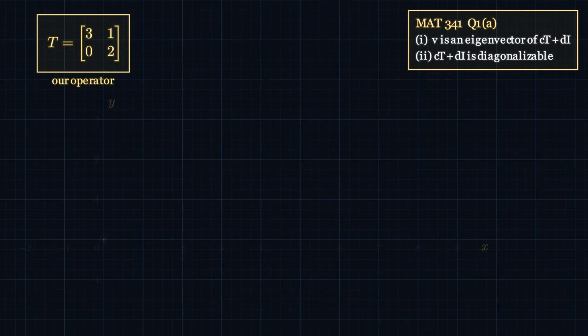Get your pen. This is the first thing you will write today, and it is the sentence the entire subject is built on. Write this exactly. T applied to V equals lambda times V.